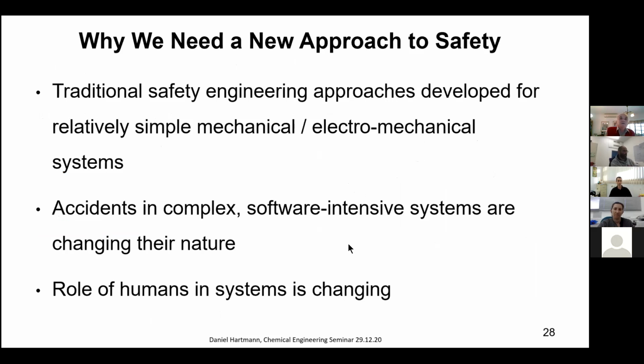Okay, so why do we need a new approach to safety? Traditional safety engineering approaches were developed for relatively simple mechanical and electrical systems. We know today that accidents in complex software-intensive systems are changing in nature. They're not the same. We can have an accident without any component failure. And also the role of humans in the system is changing, because if the computer is doing the work now, we just have to oversee the computer and not the system itself.